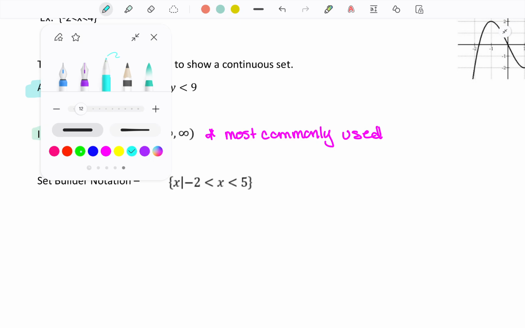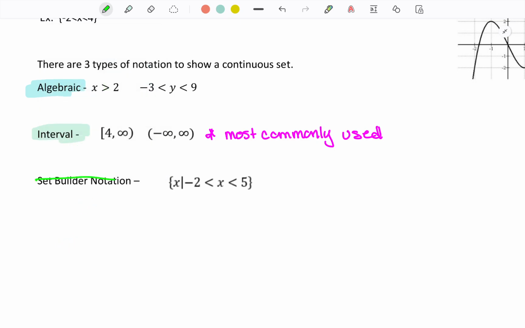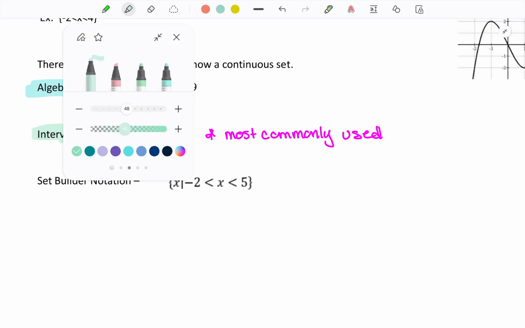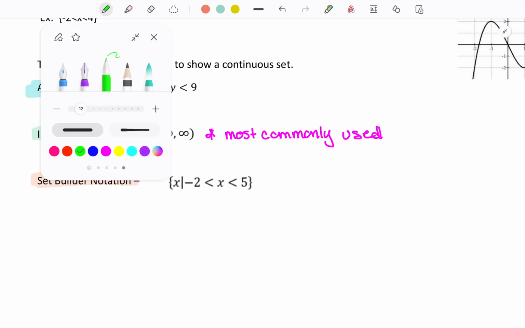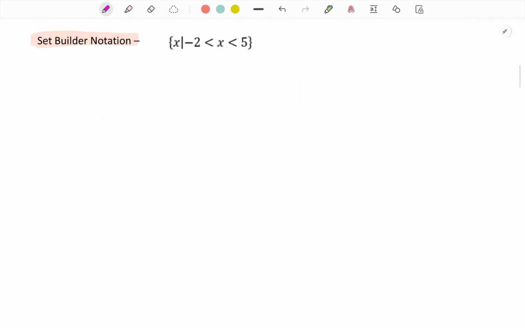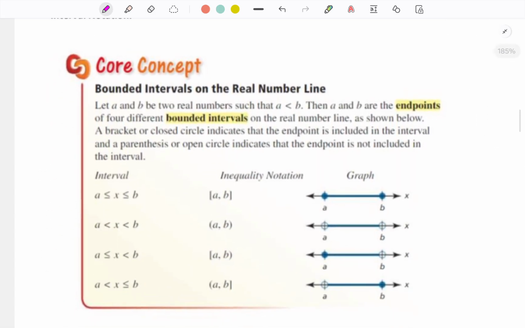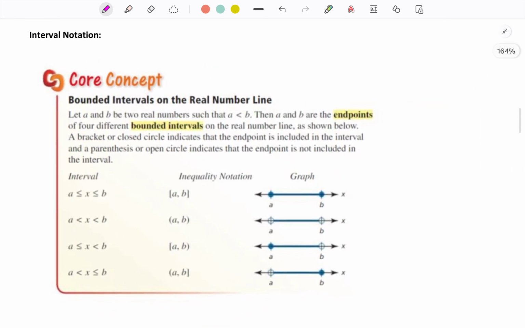And then last but not least, we have set builder notation. This is probably the least used notation that there is, but it does look a lot like an inequality. It looks a lot like the algebraic notation, just with some extra things added to it. So let's go ahead and talk about the interval notation.